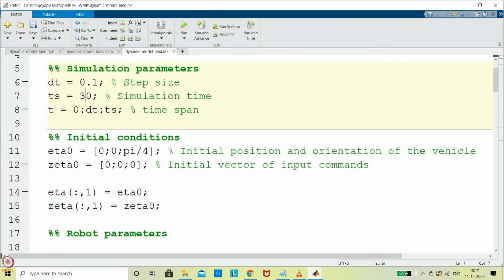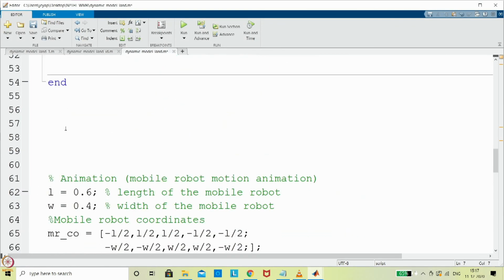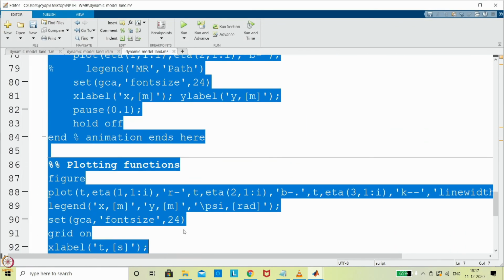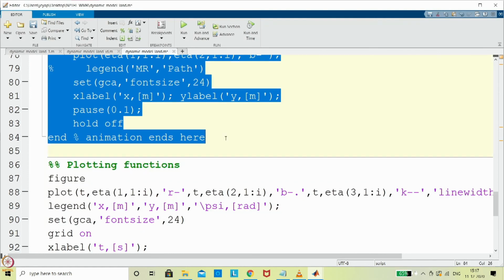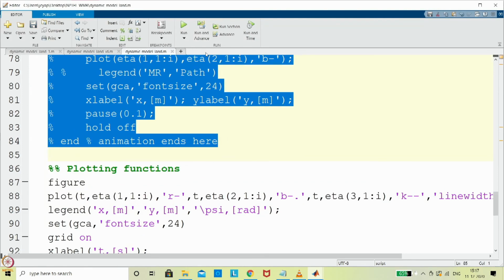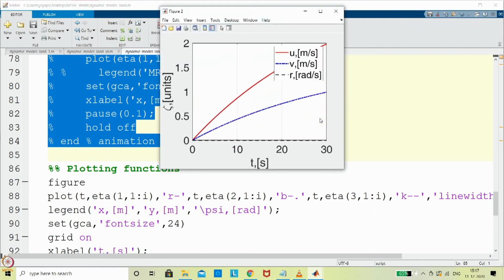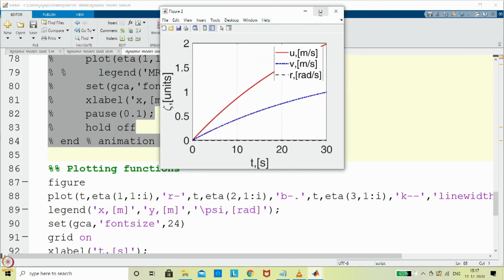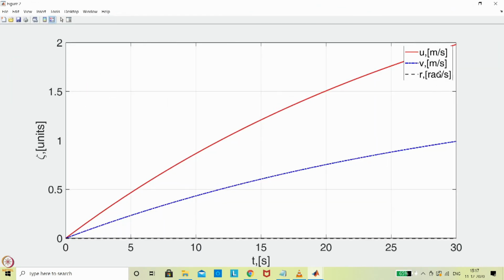If I increase it to probably 30 and run the simulation, I just want to plot all the system states. You can see the velocity is getting streamlined. Still, the friction is not sufficient to drag this, because it is 1 Newton and it was a frictionless surface earlier. Now you can see it is not a straight line, it is curved.